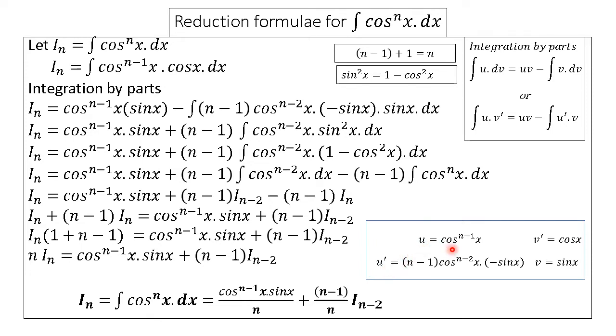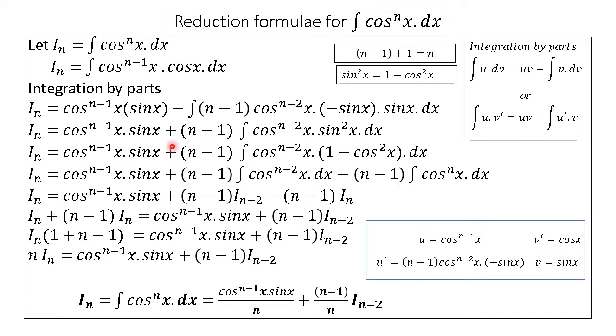Differentiation of cos to the power n minus 1 x is n minus 1 into cos to the power n minus 1 minus 1, that is n minus 2 x, into differentiation of cos x, which is minus sin x. Here u dash represents differentiation of u. Here v dash is equal to cos x. Integration of v dash is, as you all know, that integration of cos is sin x.